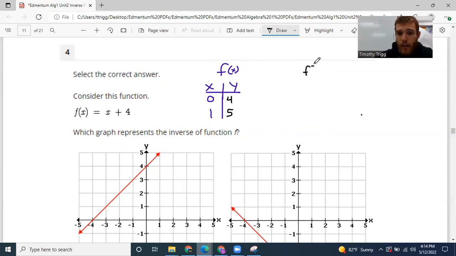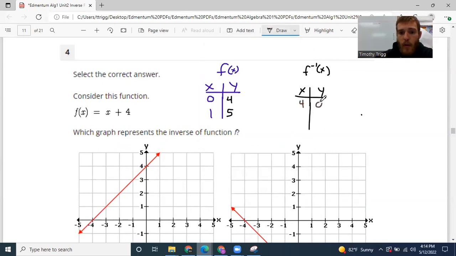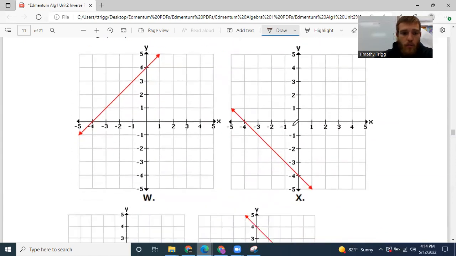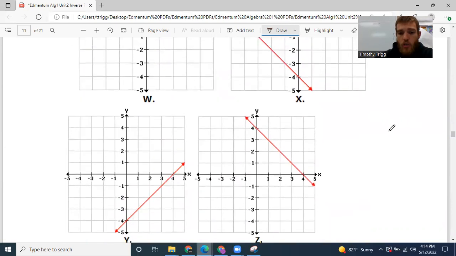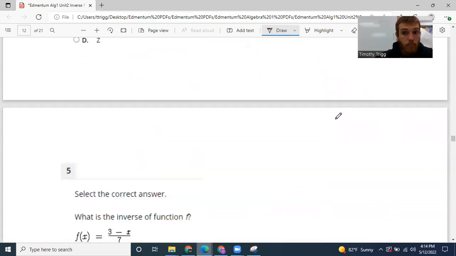Therefore, for the inverse function, you would simply swap those x and y coordinates. So instead of 0, 4, it'll go through 4, 0. Instead of 1, 5, it'll go through 5, 1. So 4, 0 and 5, 1. So which of these graphs has those coordinate points?